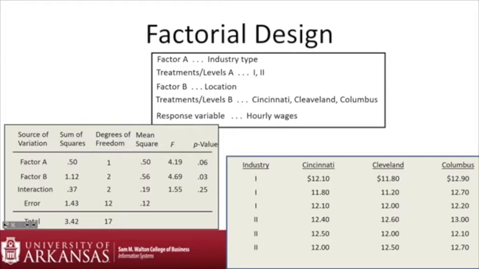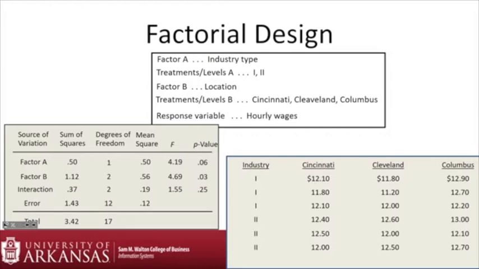So here's a factorial design. In this case, we're interested in the industry type and the location of the industry. So now I have 2 factors. I could have done a one-way ANOVA where I just did industry type, and I could have done a one-way ANOVA where I just looked at location. But we're interested to see, is there an interaction? Our response variable is going to be hourly wages. We don't have our experimental unit in here, but I'm assuming it's going to be workers.